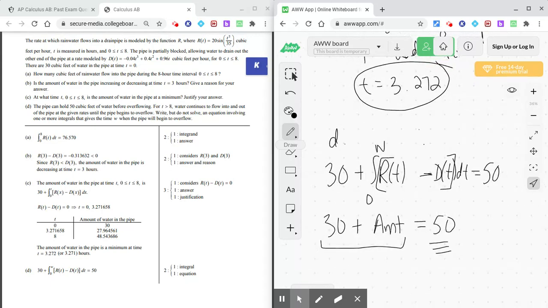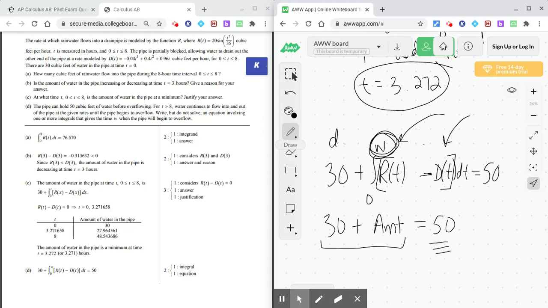Let's talk about what this means. What I'm saying is that the initial amount plus the amount that flowed in minus the amount that flowed out equals 50 at some time. There's some value of W that I can put in, and I have to use W because they're telling me to use W. There's some value of W that's going to make this amount equal to 50.